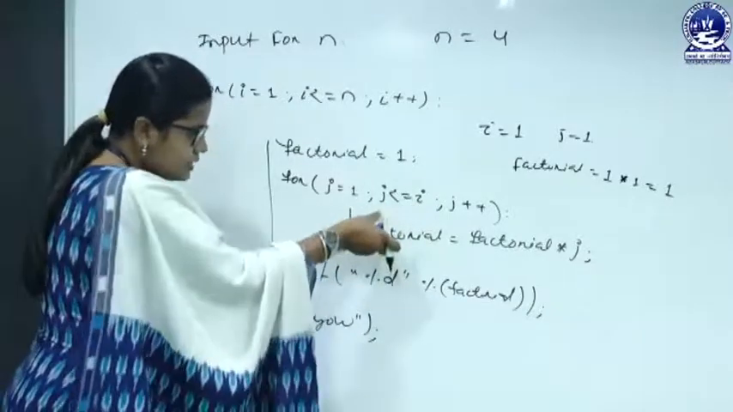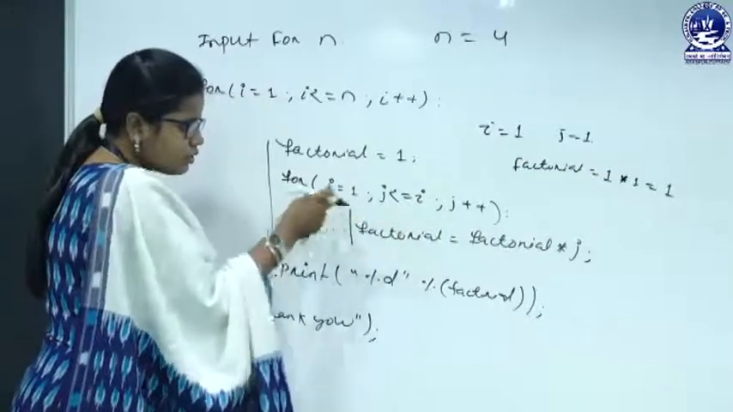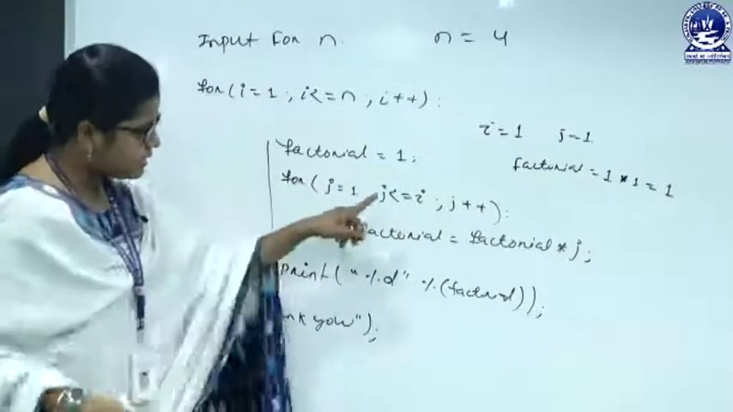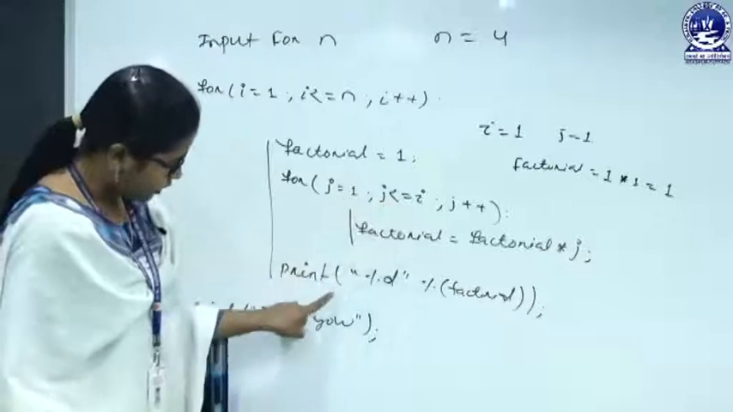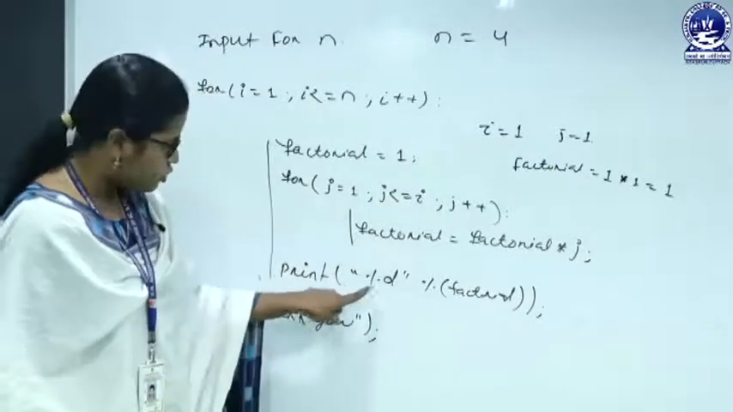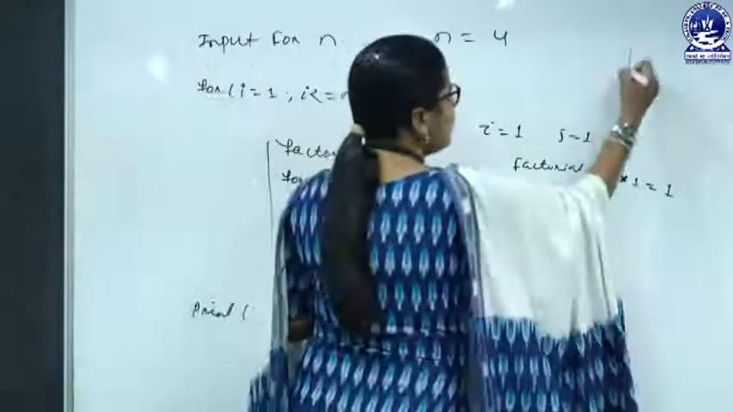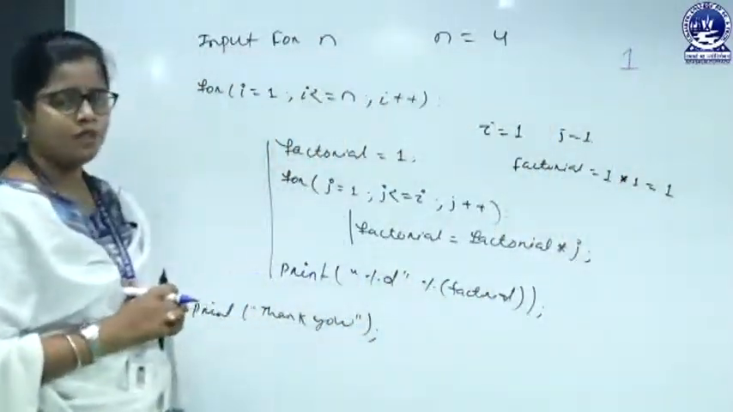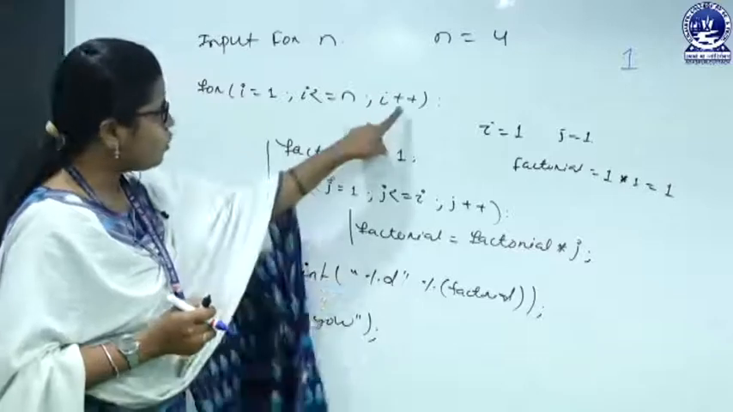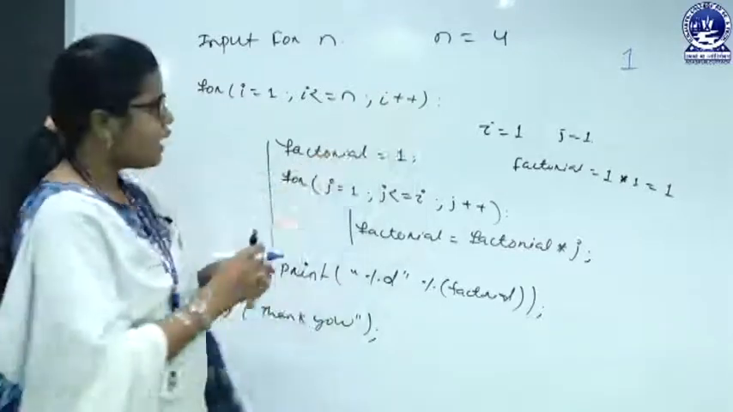This factorial statement belongs to the inner for loop. Once this condition is false, then I will go to here, out of the loop. So percentage d factorial. So what will be printed? The 1 will get printed here. Then after this we will go for what? i plus plus.